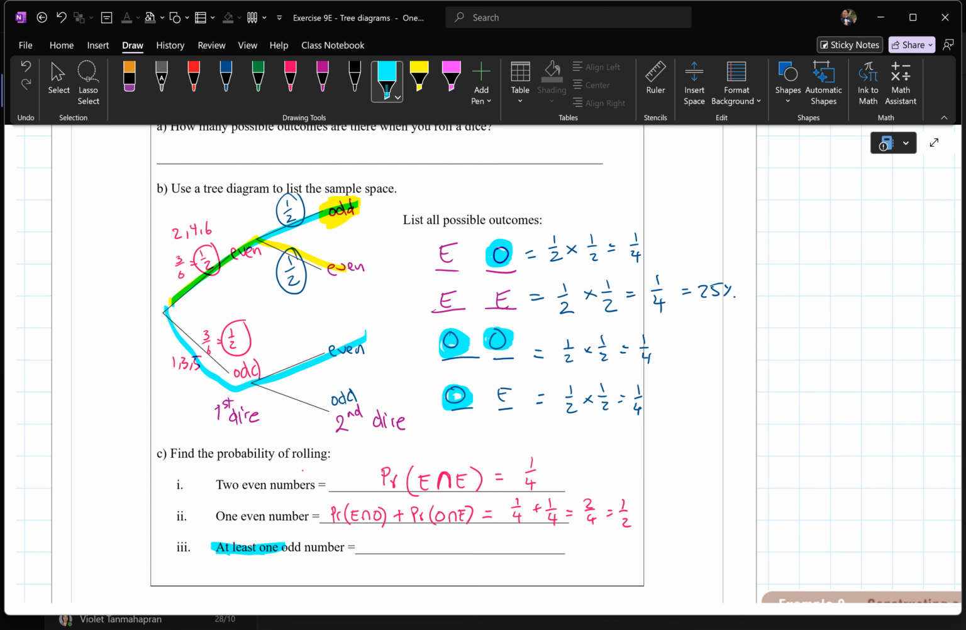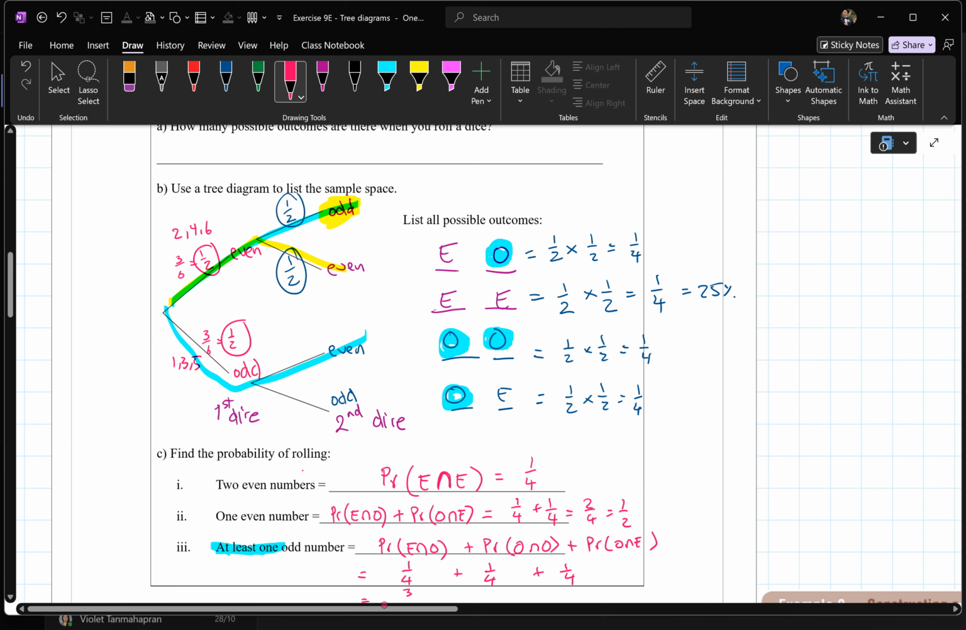So you need to add these 3 probabilities together. Chance of getting this first one is 1/4. Chance of getting this one is another quarter. And this is also another quarter. So quarter plus a quarter plus a quarter gives you 3/4. So if you were to write out the proper notation, it should have been probability of E and odd plus probability of odd and odd plus probability of odd and even. Together, that gives you 1/4 plus 1/4 plus 1/4. That's how you get 3/4.